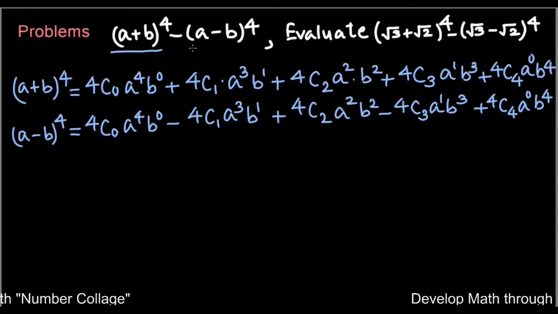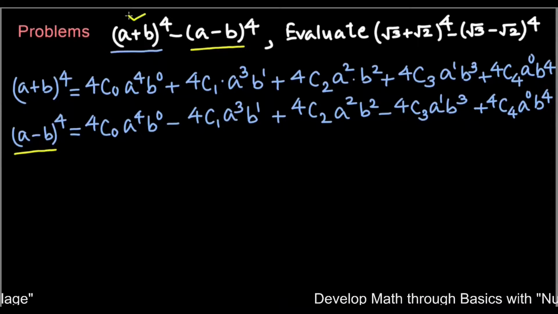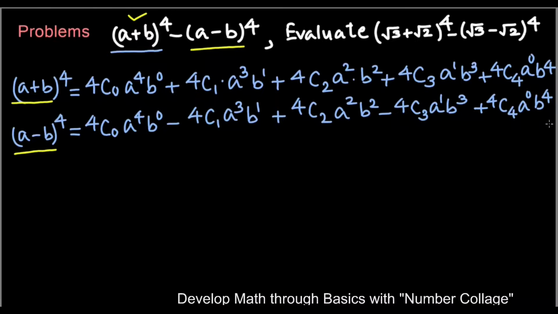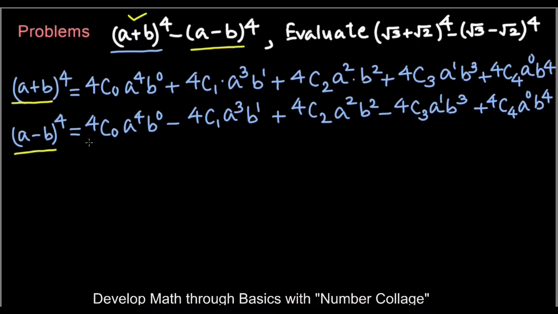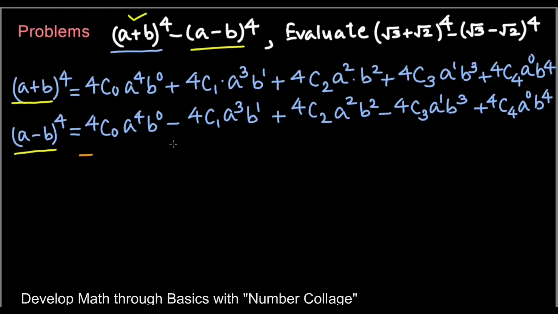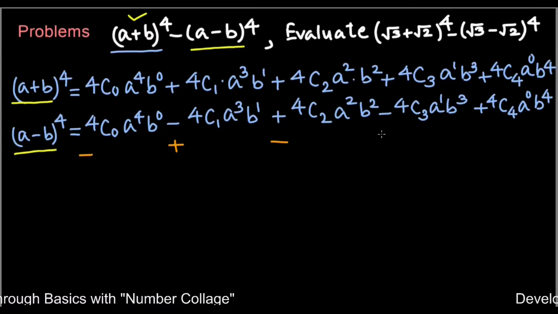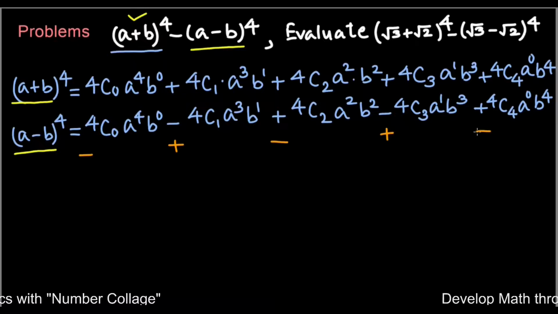Now we have to subtract (a − b)^4 from (a + b)^4. Therefore, we have to change the signs of the expansion of (a − b)^4. So this first term, which is plus, will become minus. The second term, which is minus, will become plus. The third term, which is plus, will become minus. The fourth term, which is minus, will become plus, and the fifth term, which is plus, will become minus.